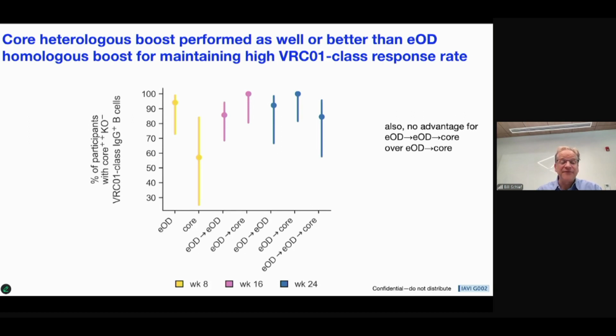What was very exciting for us was the response in the EOD to core group. What I'm plotting now is the percent of participants that produced VRC1 class responses in the blood that were able to bind to the core boost. For the EOD to core recipients, 100% of the participants made this kind of response at week 16, and that was also true at week 24. So we were able to give a heterologous boost and have it select for the B cells we wanted, which could bind to the boost, extremely consistently.